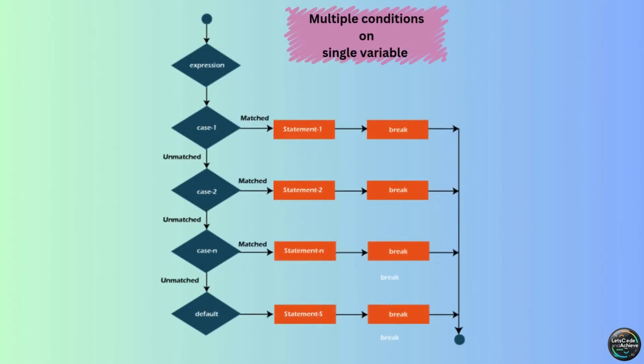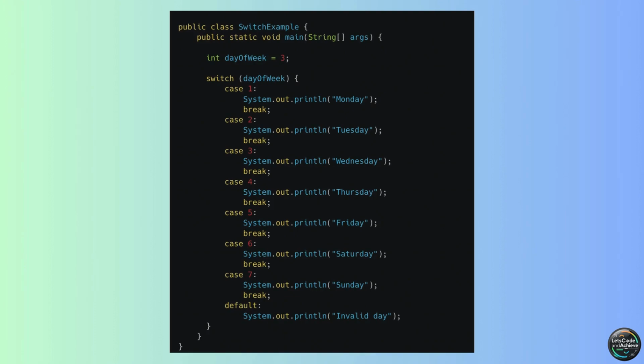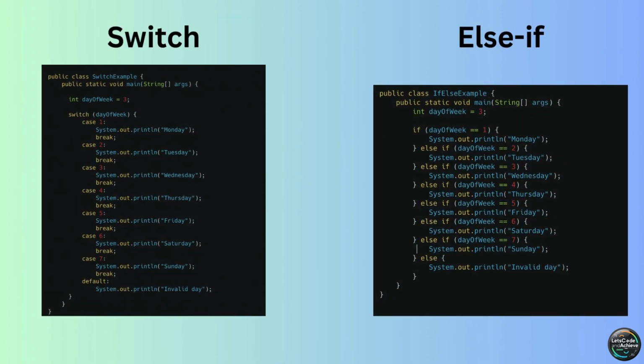Now, if you are working with a lot of conditions based on a single variable, let's say a grade, a color, or a number, it can get a little messy with if-else. That's when the switch statement comes to the rescue. Think of it as a more streamlined way to handle multiple cases without cluttering up your code. In this case, switch checks the value of the day of the week. If it's 3, it prints Wednesday. If it's any other number, the default case kicks in and prints invalid day. Notice how much cleaner this is compared to a bunch of if-else statements.